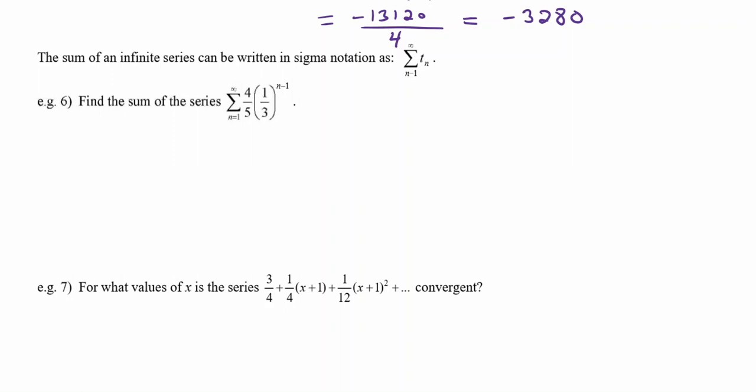Okay, the sum of an infinite series can be written in sigma notation. Oh yeah, so same thing. So saying the same idea there. Find the sum of this series now. So now it's written out for us. So it's n equal to 1, and it's going to infinity of this one. So let's figure out what we got going on here. So our a value would be what?